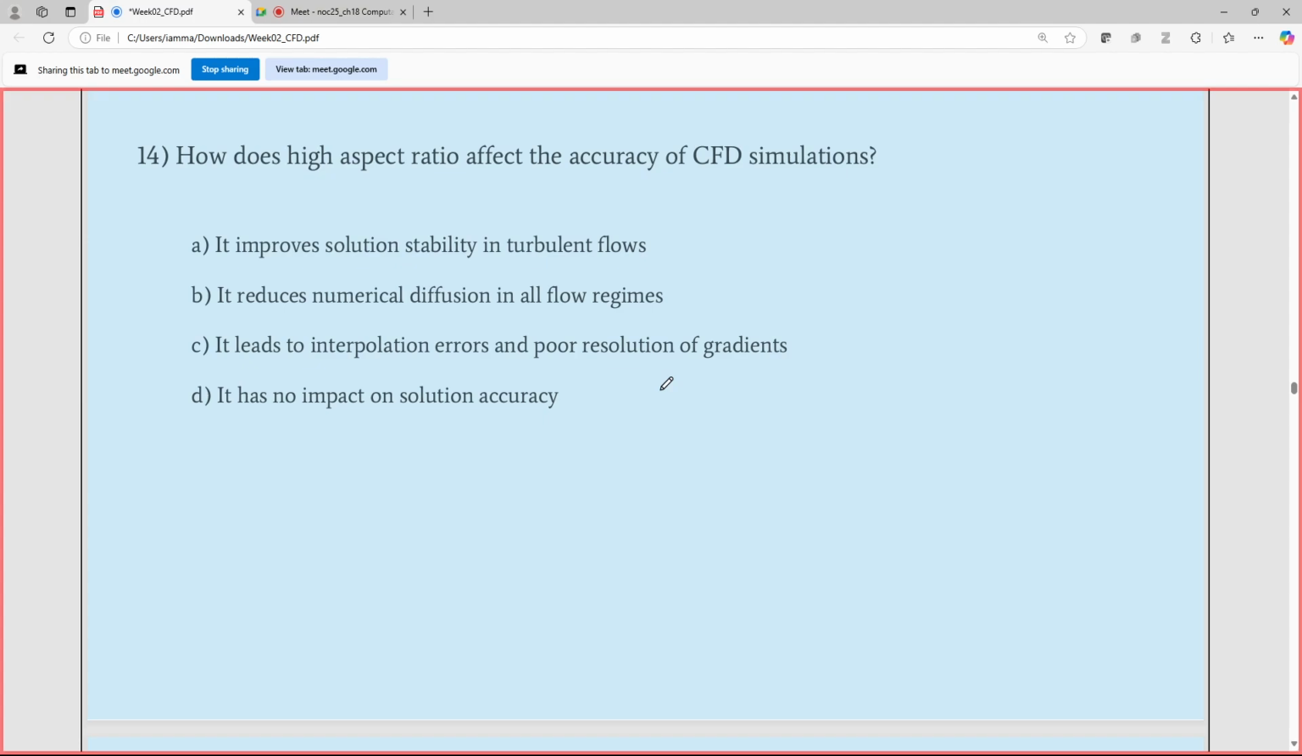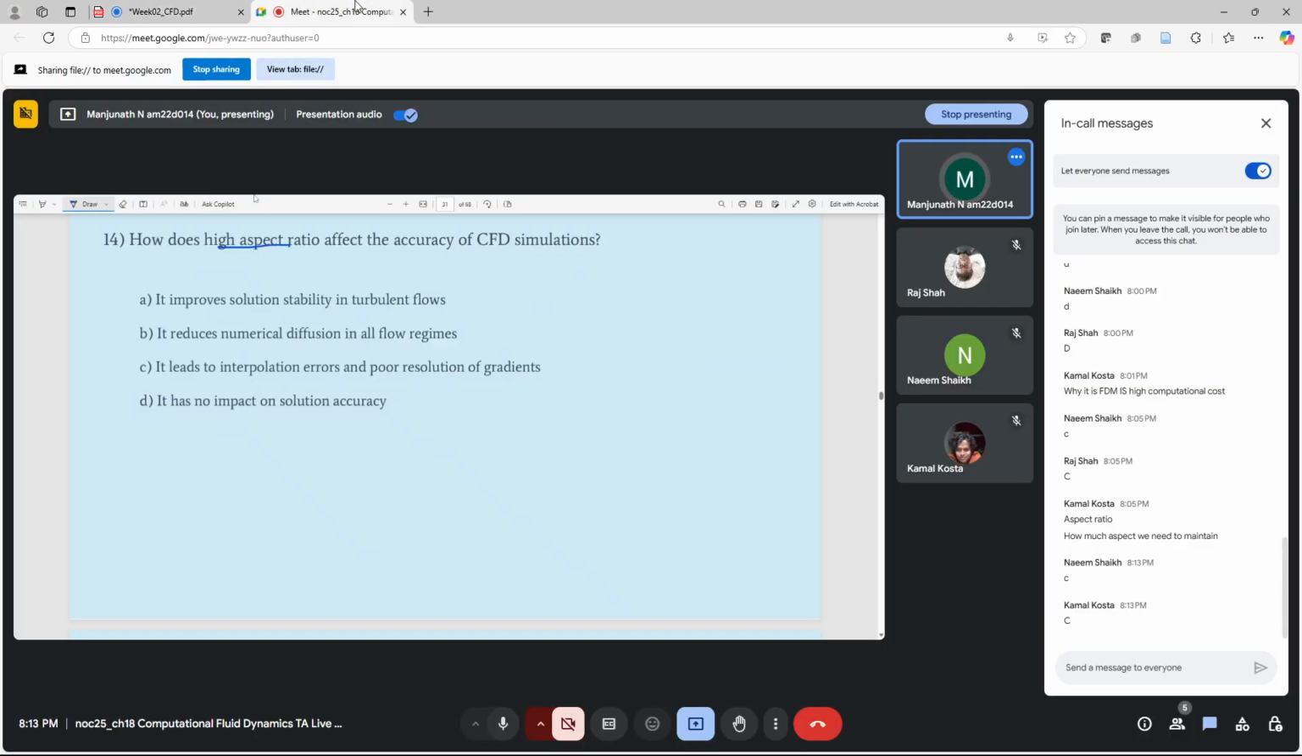How does high aspect ratio affect the accuracy of CFD simulations? So the question is, what is the impact of high aspect ratio on the accuracy of CFD simulation? Options are: A, it improves solution stability in turbulent flows. Option B, it reduces numerical diffusion in all flow regimes. Option C, it leads to interpolation errors and poor resolution of gradients. Option D, it has no impact on solution accuracy. So inbox your answers. What is the impact of high aspect ratio on the accuracy of CFD simulations?